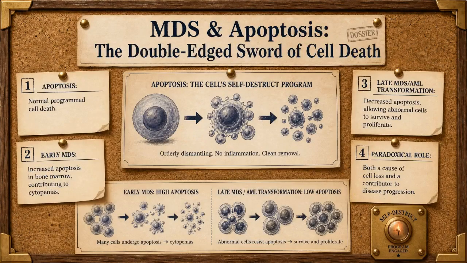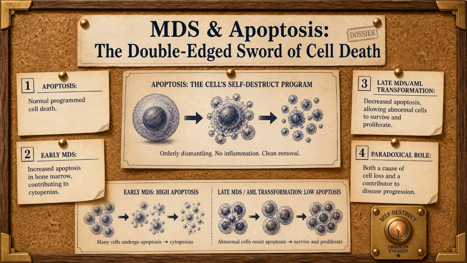Alright, histotechs, we've just explored the various ways MDS can originate, from spontaneous mutations to therapy-related causes. Now, let's talk about a fundamental cellular process that plays a paradoxical and crucial role in myelodysplastic syndromes, apoptosis, or programmed cell death. Apoptosis is a beautifully orchestrated, normal process that our bodies use to remove old, damaged, or unnecessary cells in a controlled manner. It's essential for maintaining tissue homeostasis and preventing uncontrolled cell growth. Think of it as the body's efficient recycling and cleanup crew.